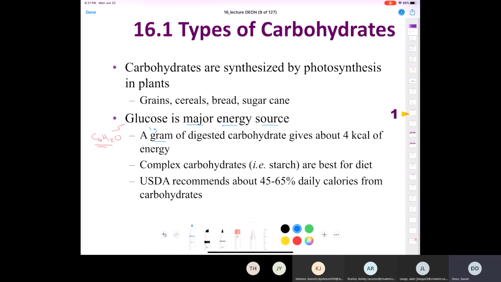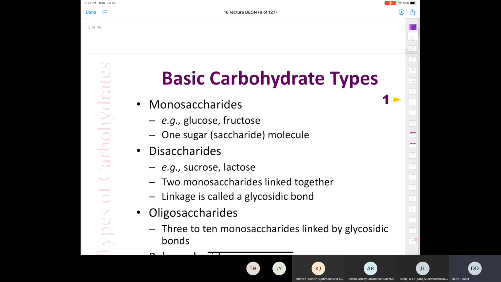Complex carbohydrates, like starches that are found in things like potatoes or sweet potatoes or yams, are the ones that are considered best for our diet. And the USDA recommends that about 45 to 65% of our calories come from carbohydrates each day. So probably a higher carbohydrate diet than most people eat on a regular basis.